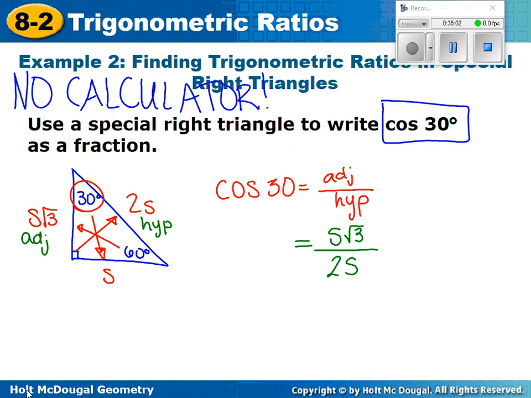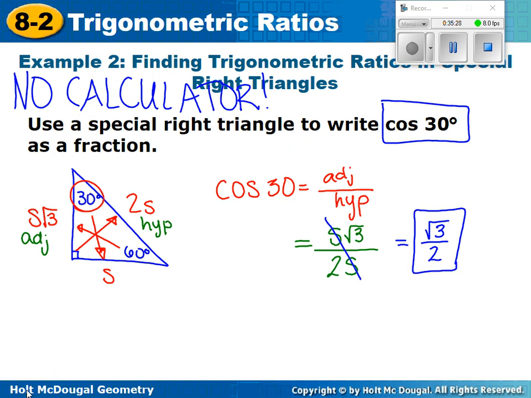And if you've done it correctly, every single one of them will have an s in the numerator and an s in the denominator, because every side has an s on it, right? So what's going to happen with those s's? They cancel out. So what are we left with? Square root of 3 over 2. And that is our answer for the cosine of 30.